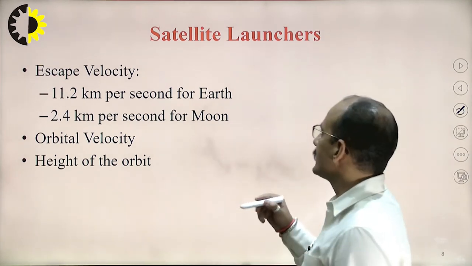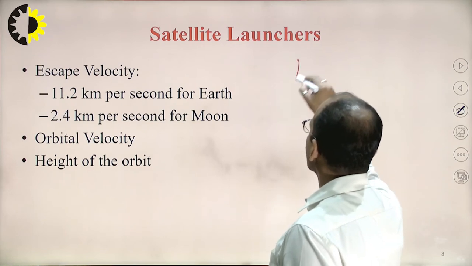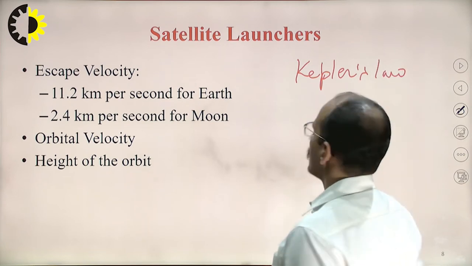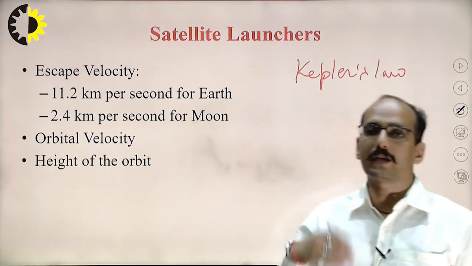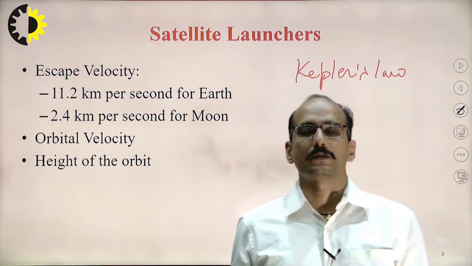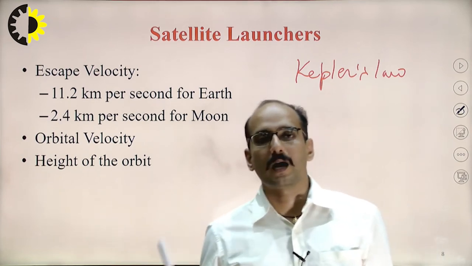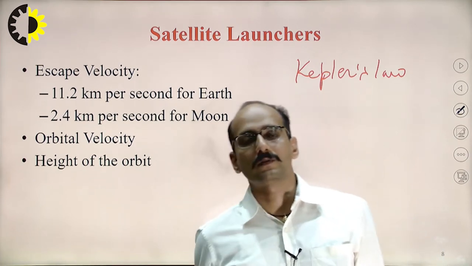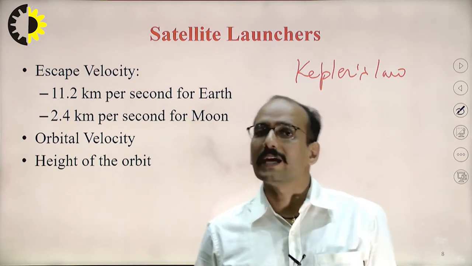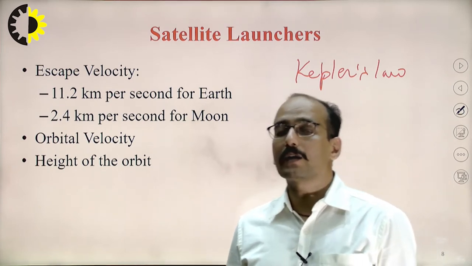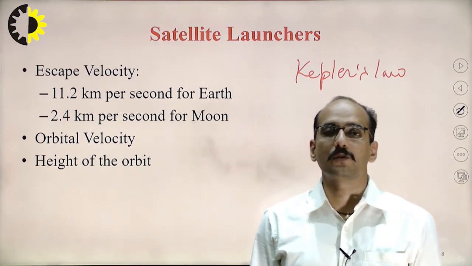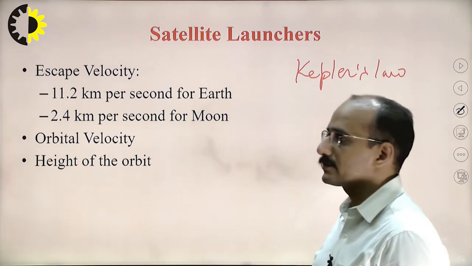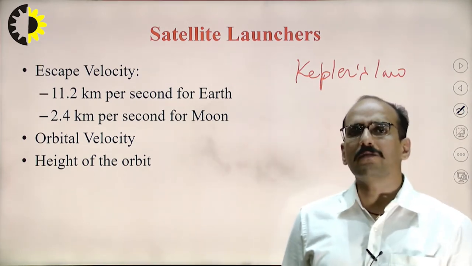We started this complete satellite communication part with Kepler's law. Kepler's law states that the satellite moves in an elliptical orbit around the larger body, and the larger body is located at one of the two foci of the ellipse. So that was the first law. Then the second law of Kepler was planetary motion, the law of areas, and the third one was the law of periods. So that was Kepler's law.